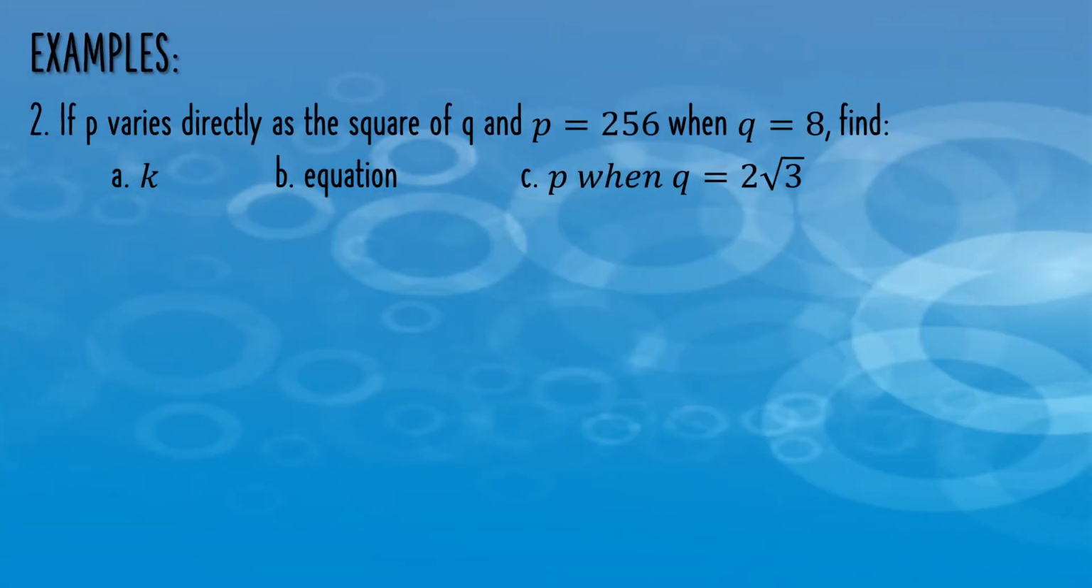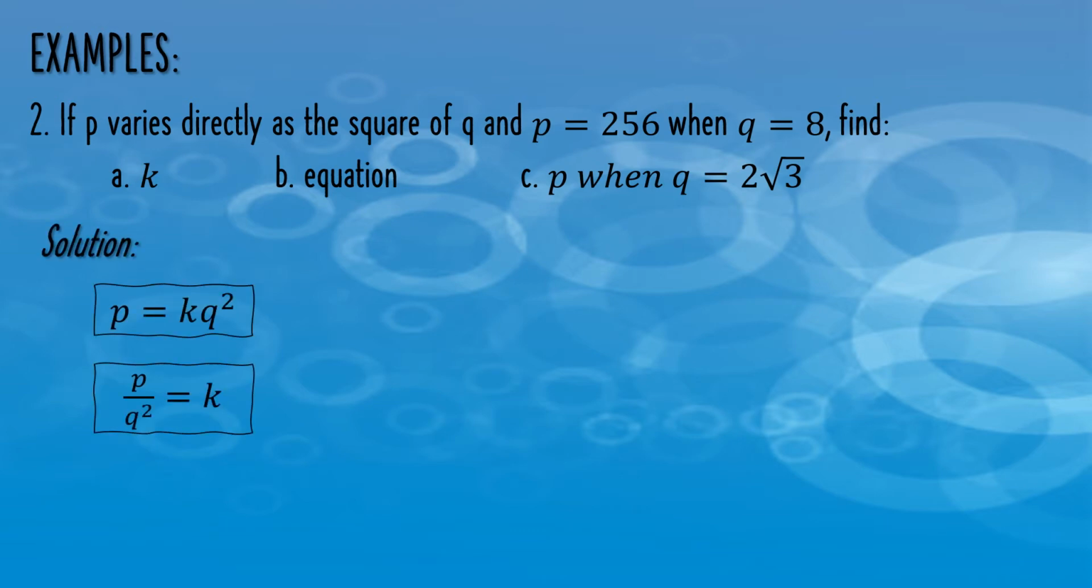Another example, if p varies directly as the square of q and p is equal to 256 when q is equal to 8, find k equation and p when q is equal to 2 square root of 3. So again, hanapin muna natin yung value ng k by using the formula. P equals kq squared and p over q squared is equal to k.